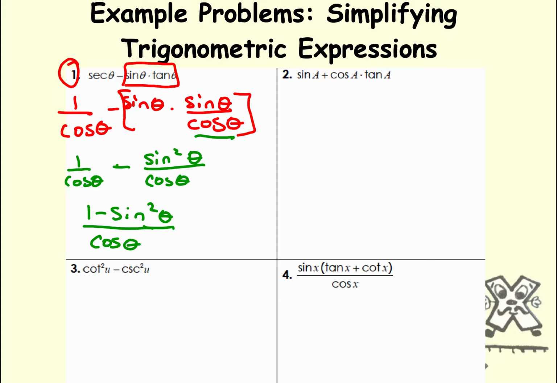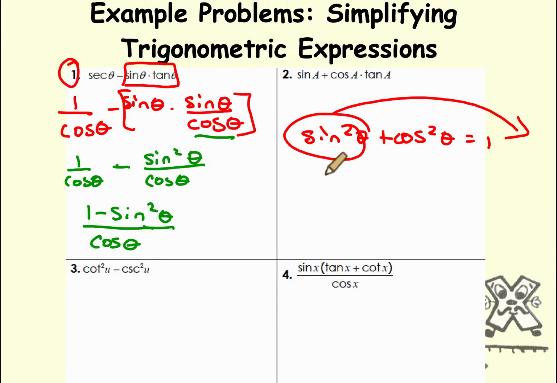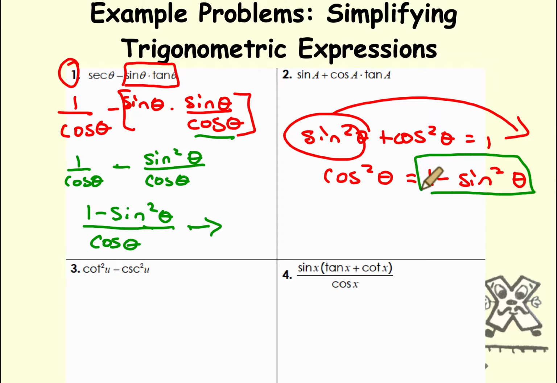Now, some identities I may not be able to see right away because I know there's not an identity that says 1 minus sine squared. But I do know that there's an identity that says sine squared plus cosine squared is equal to 1. And if I rearrange this by subtracting sine squared from both sides, I get cosine squared of theta is equal to 1 minus sine squared theta. So I'm going to substitute. Wherever I see 1 minus sine squared theta, I'm going to replace it with cosine squared theta.